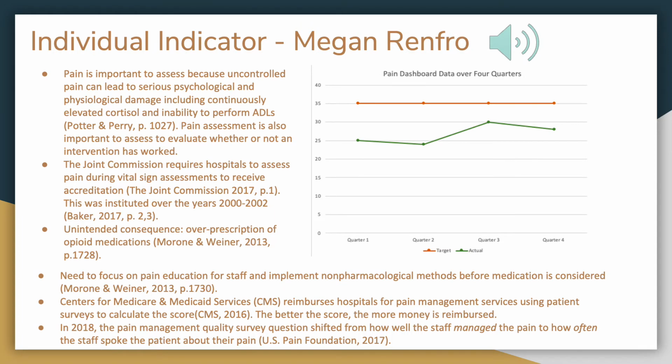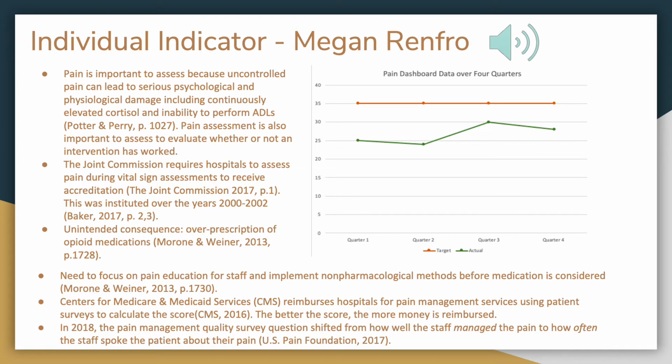All right, my name is Megan Renfro, and this is my part of the presentation. For this unit, we're assuming that it has 35 beds, so a total capacity of 35 patients. Because of this, the target for pain assessment was 35 in each quarter. In the first quarter, the actual was 25. In the second, it was 24. The third was 30, and the fourth was 28. Overall, this unit never met the target goal, but was always very close, being the closest in the third quarter.